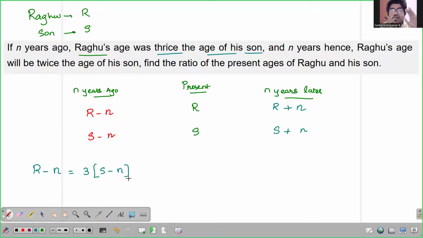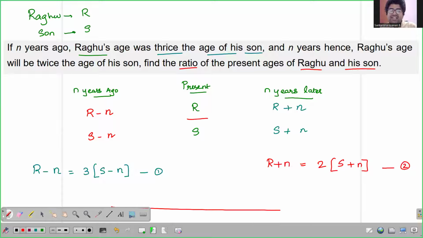N years ago, Raghu's age was thrice the age of his son. Okay, so this is one condition that is given. N years hence, Raghu's age, it is given that it will become 2 times the age of the son. Okay, this is condition number 2. With the help of this, what are you asked to find? Find the ratio of the present age of Raghu and his son. They are asking you to find R by S.